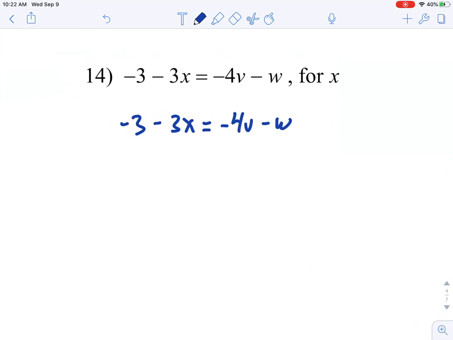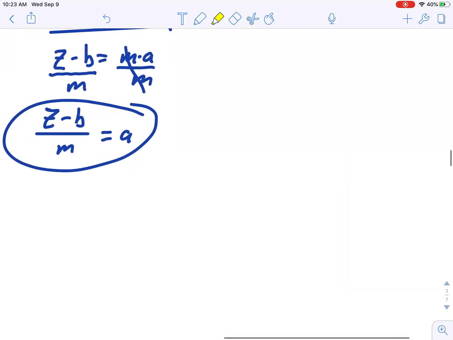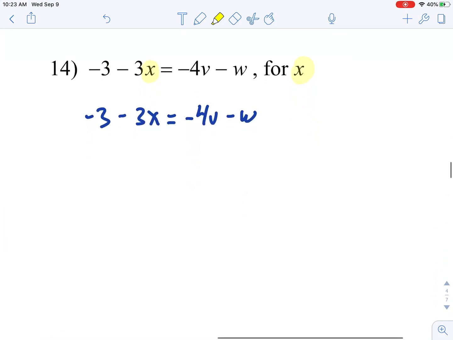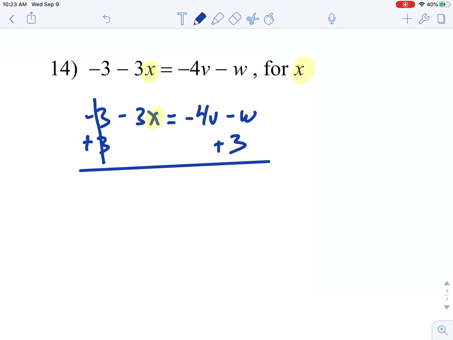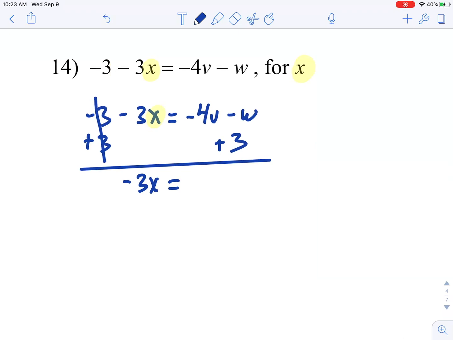Okay, solve for x. X is right here. We need to, oh, so now there's numbers and variables, and that can happen. These up here all had just variables, numbers and variables, whatever. We need to isolate this x. I'm going to start by adding 3 to cancel that out. That's one step in isolating the variable. What I do on one side, I have to do on the other side, of course. So I get negative 3x over here equals negative 4v minus w plus 3. There are no like terms to combine. All you can do is rewrite it.